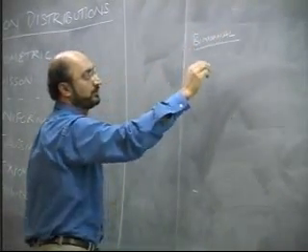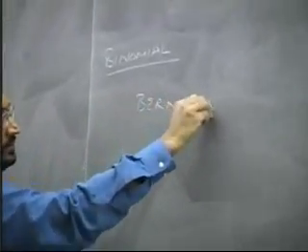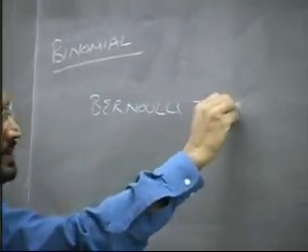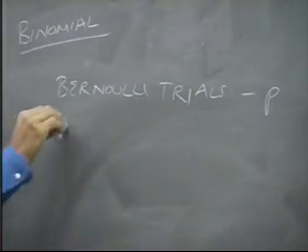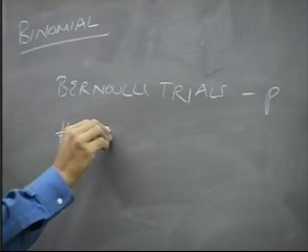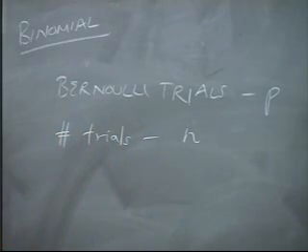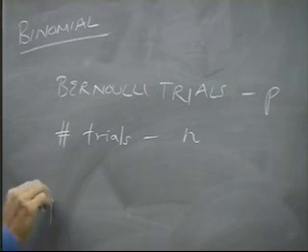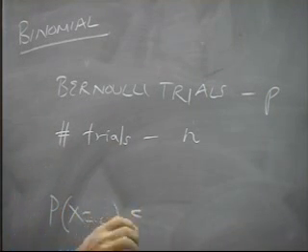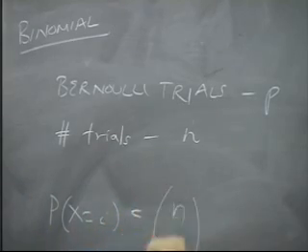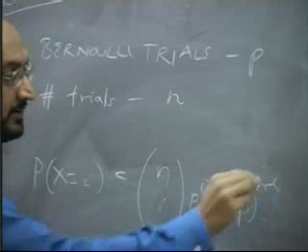So we said we have the Bernoulli trials, with parameter small p. Now, I also have something called the number of trials, which I call n. And basically we had the formula that the probability that X equals i is nothing more than n choose i, p to the i, 1 minus p to the n minus i.